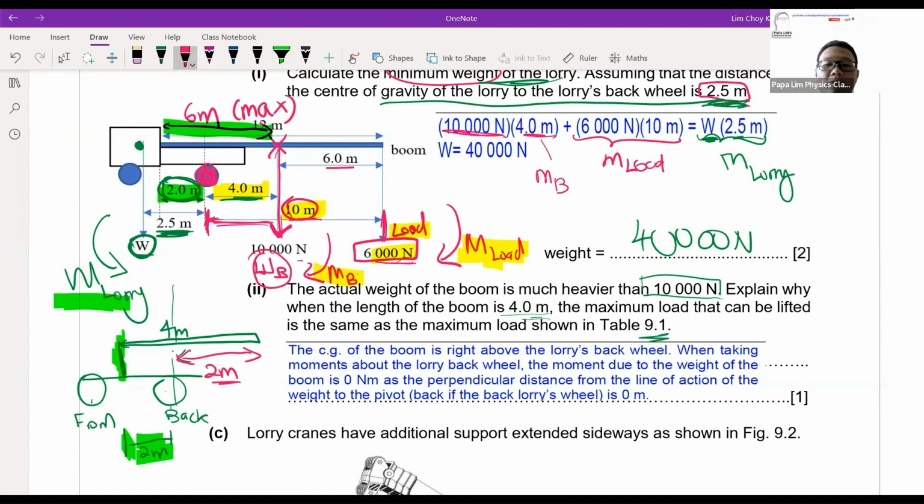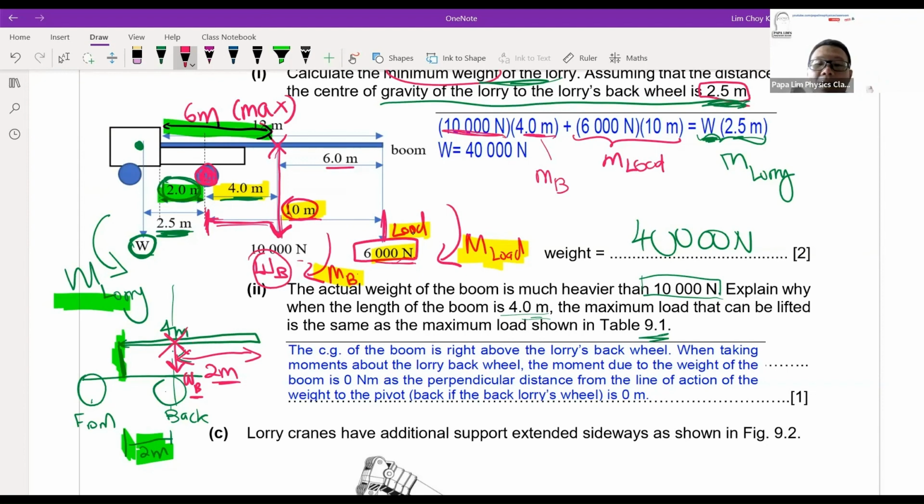Okay, so at a 4 meter length boom, you will find that only 2 meter of the boom is actually beyond the back wheels. What does this imply? The question tells us that the boom is a uniform beam, so the CG will have to be at the 2 meter mark. This is the weight of the boom at the 2 meter mark, because I have a 4 meter boom, so the weight of the boom will be exactly at the middle, which is the 2 meter mark.